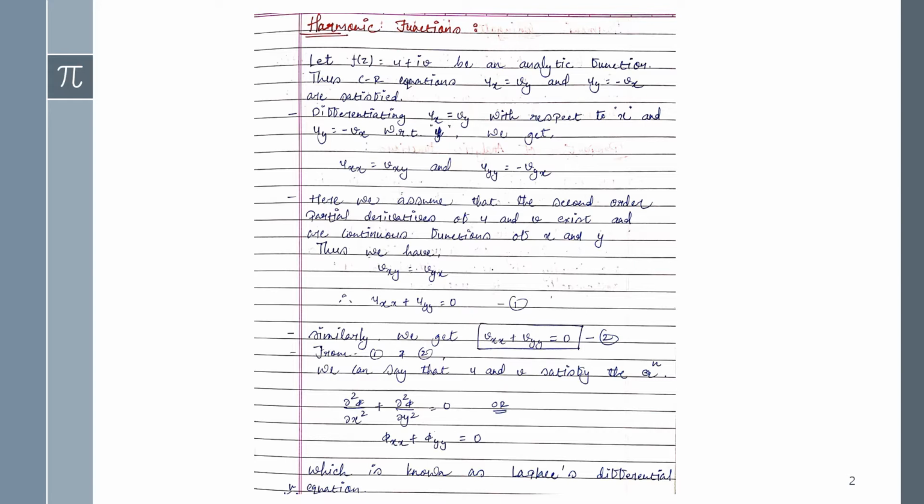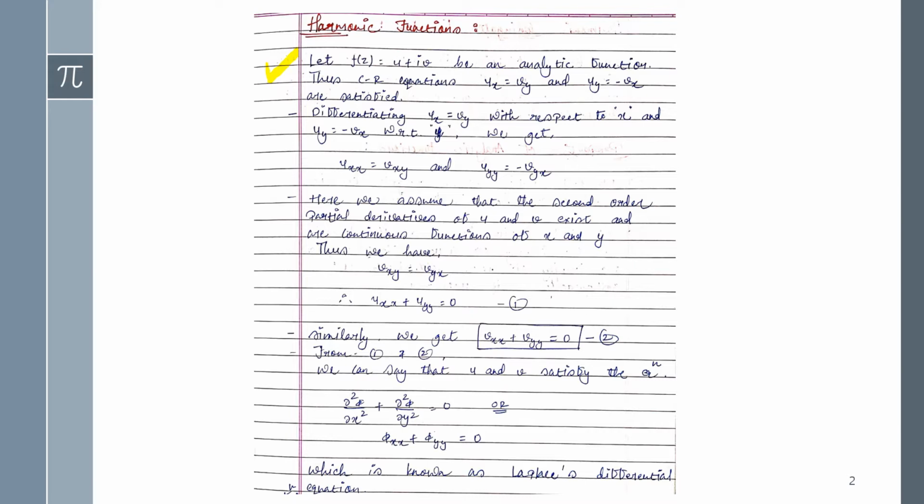So let's start, guys. The question and the definition are given: let f of z equals u plus iv be an analytic function. Thus the CR equations ux equals vy and uy equals minus vx are satisfied. This one we know very well, right? Because we did this in the definitions of analytic functions.